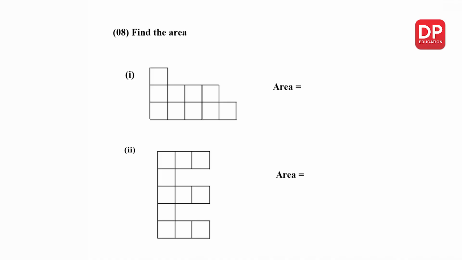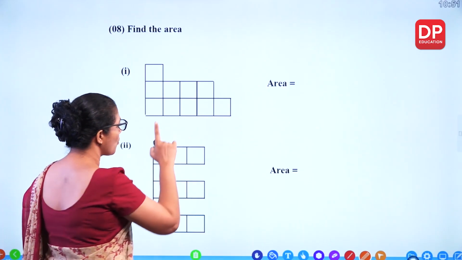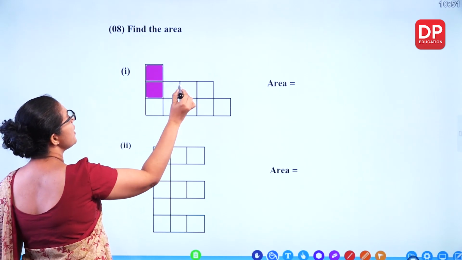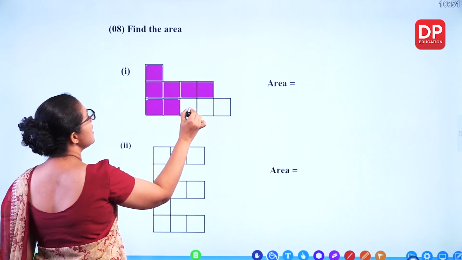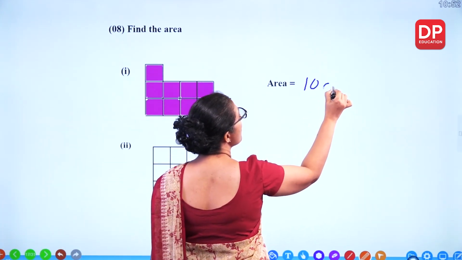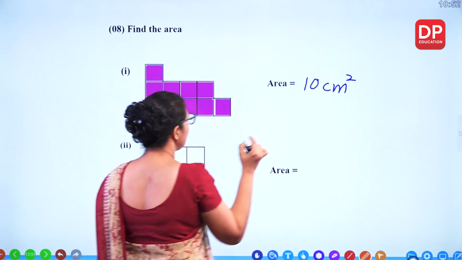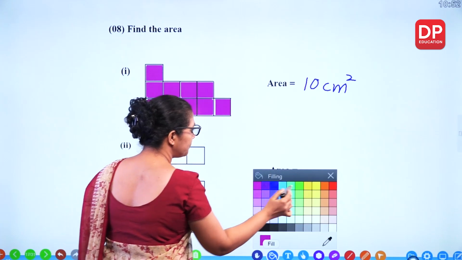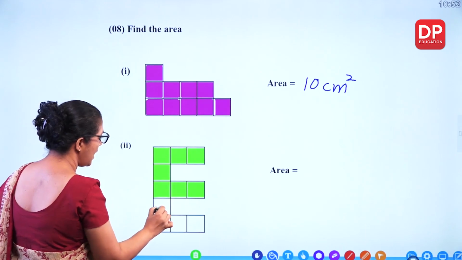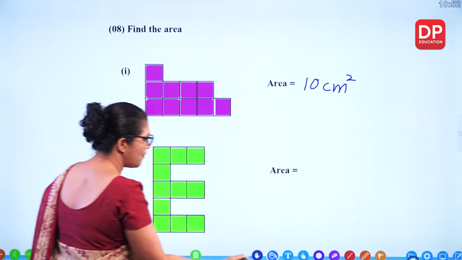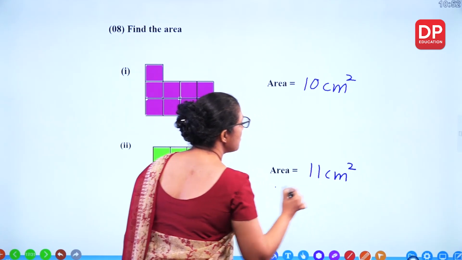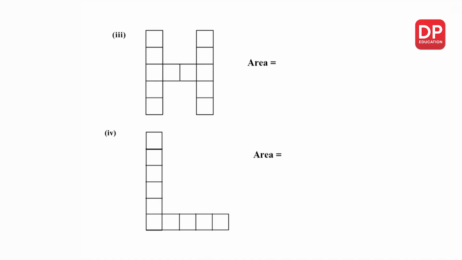Find the area. So you can use the same method. 1 square means 1 square centimeter. So we'll count. 1, 2, 3, 4, 5, 6, 7, 8, 9, 10. So what's the area? 10 square centimeters. What's the area here? 1, 2, 3, 4, 5, 6, 7, 8, 9, 10, 11. 11 square centimeters.